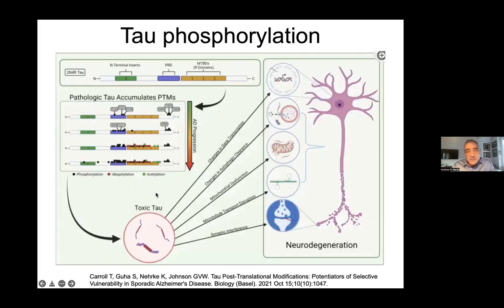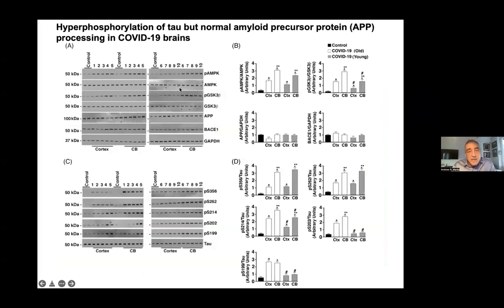So phosphorylation of tau has been widely studied as a contributor to neurodegeneration. There are multiple phosphorylation sites on tau, and as shown in this cartoon, they can contribute to multiple changes that have been linked to neurodegeneration. So we looked for evidence of phospho-tau in the brains of the COVID-19 patients. And indeed, if you look down here in panel C and the quantification over here in D, there were multiple sites on tau that were phosphorylated.